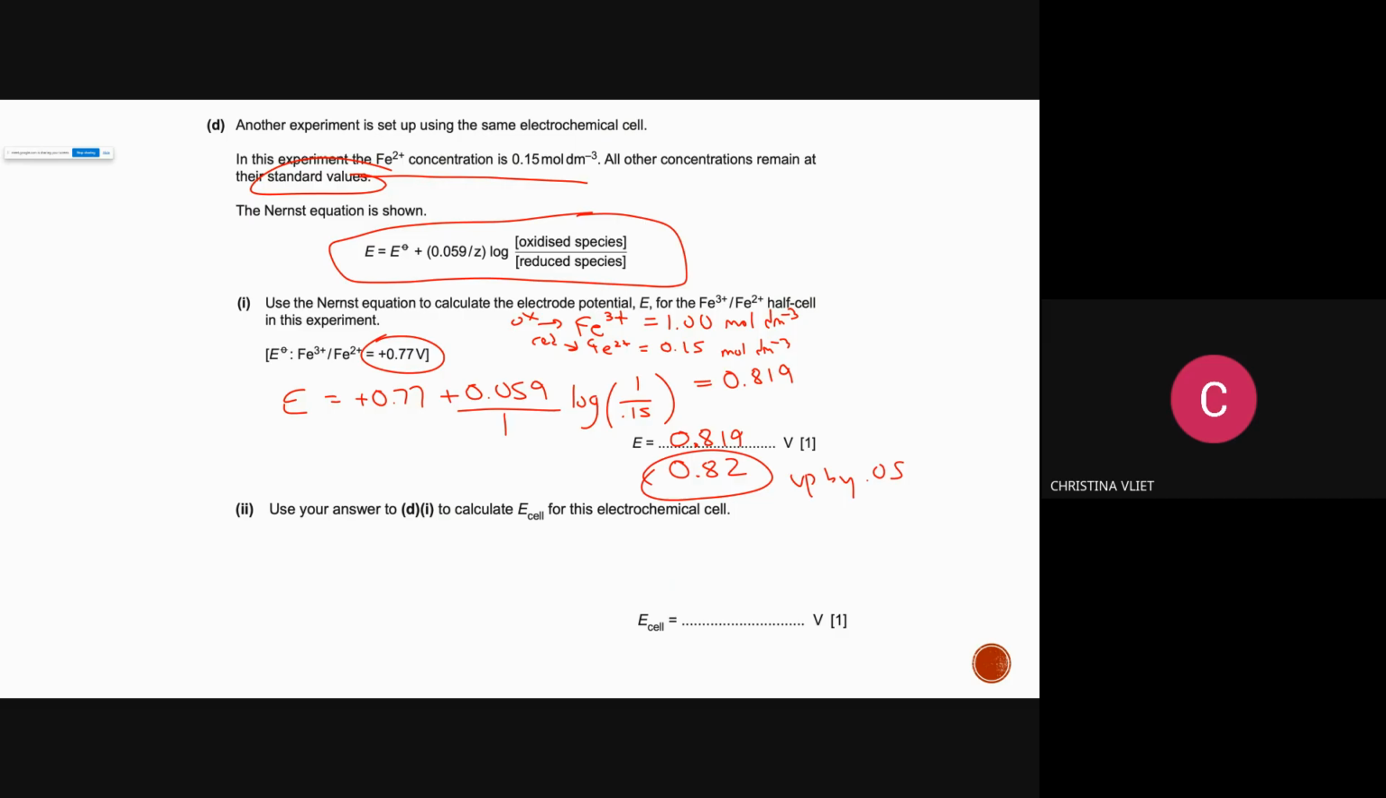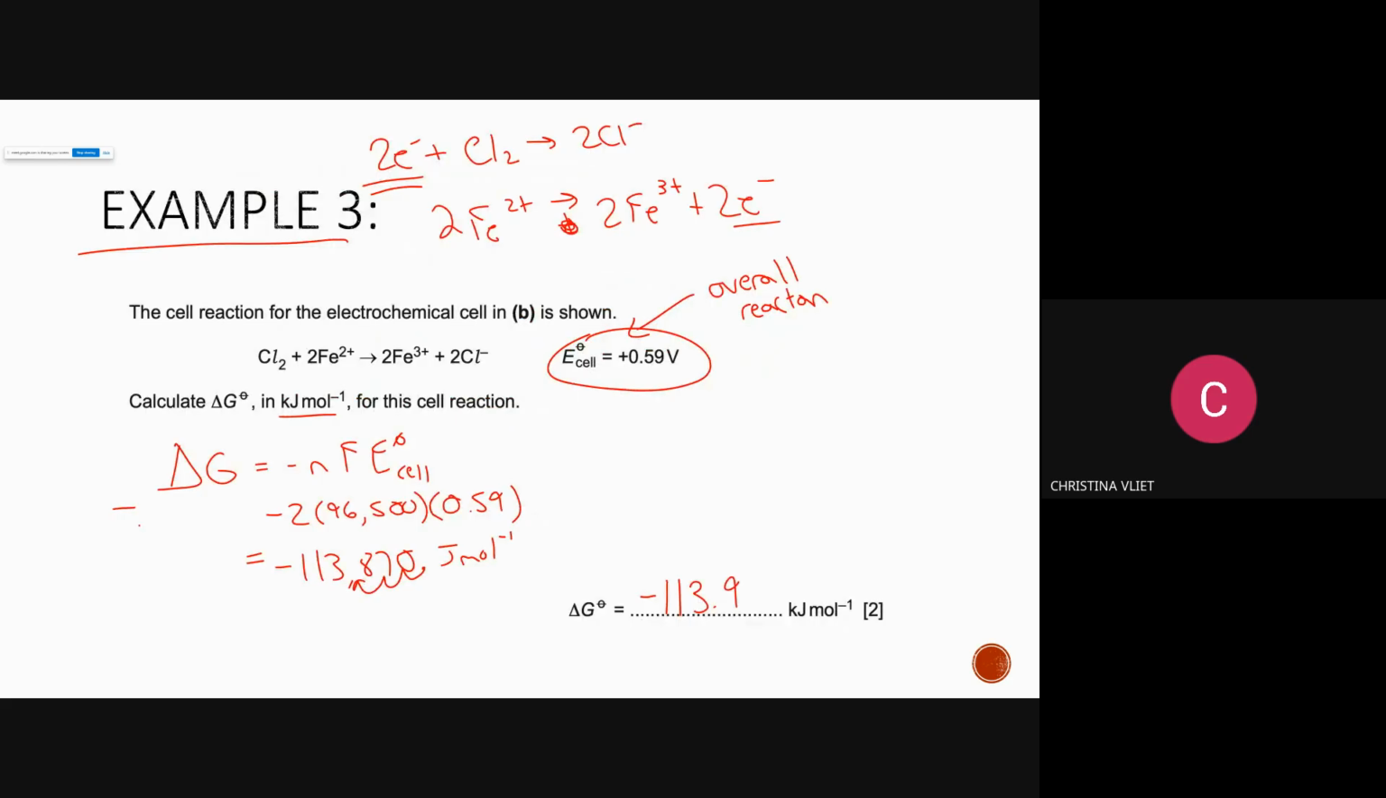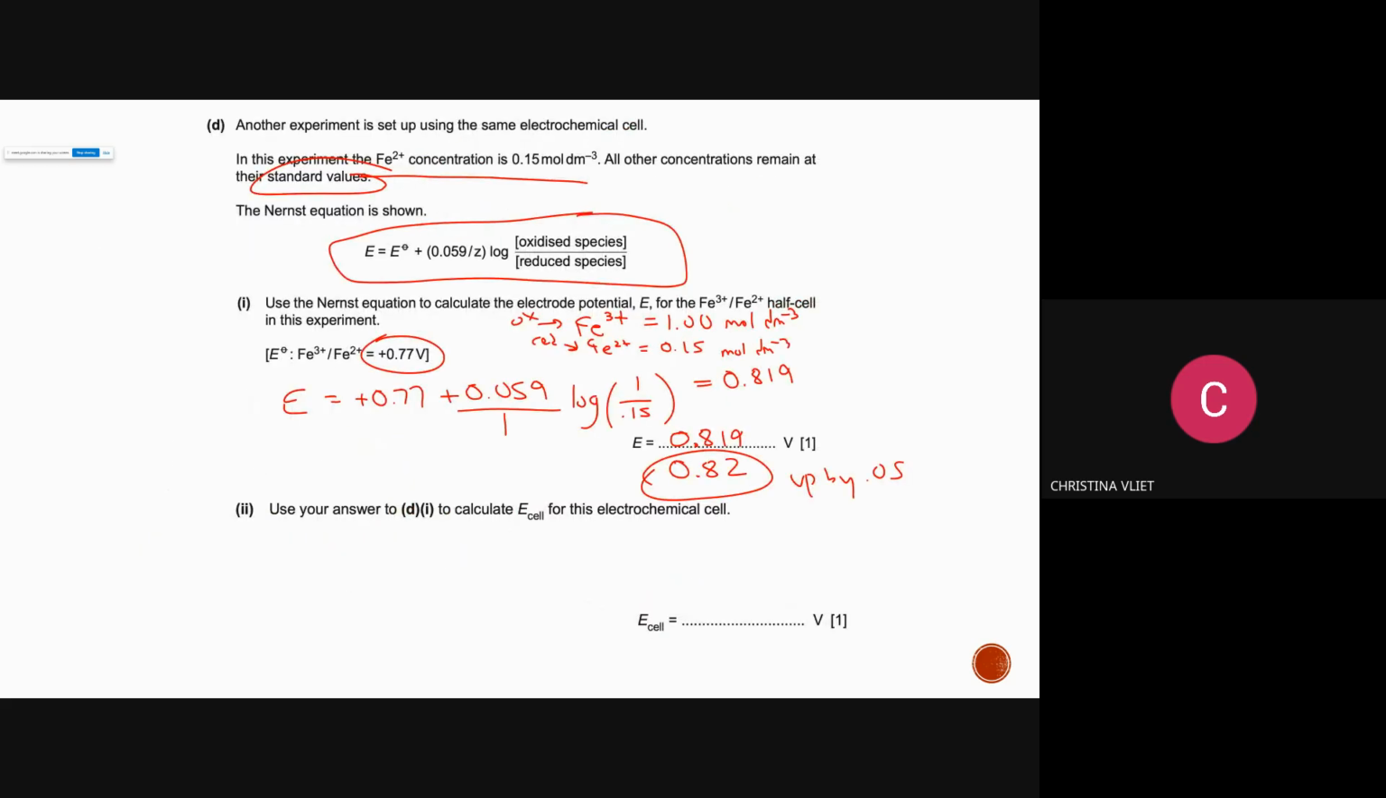Can you figure it out? The overall cell was originally 0.59. The iron value went from 0.77 when we changed the concentration to 0.82. How does that affect the overall cell? What would you do? This is one of the half cells, right? Which half cell is this? The reduction or the oxidation? How do you know?